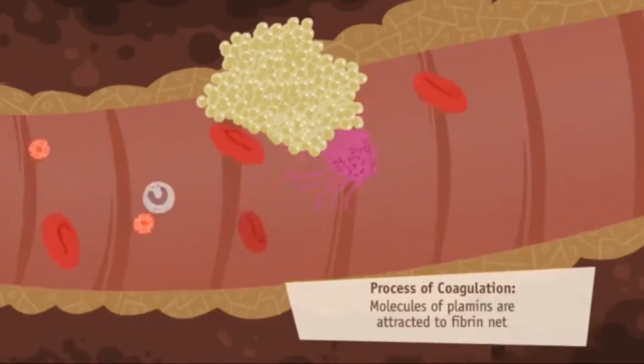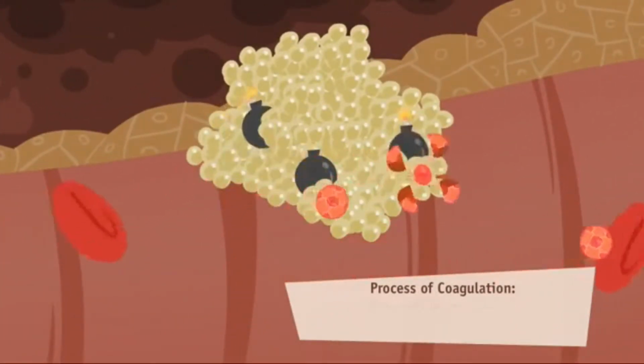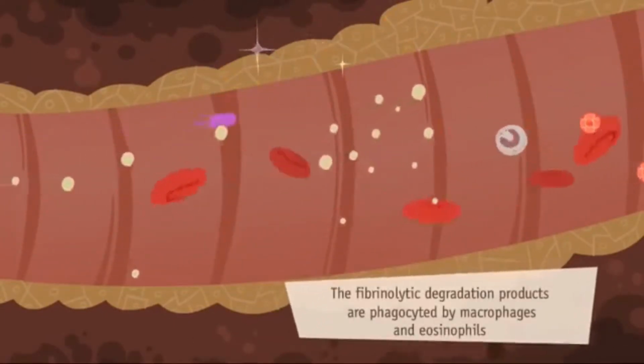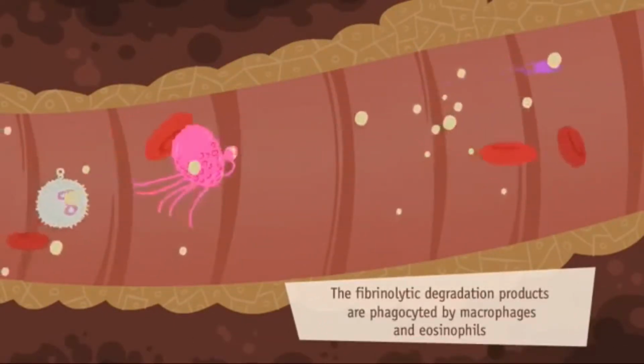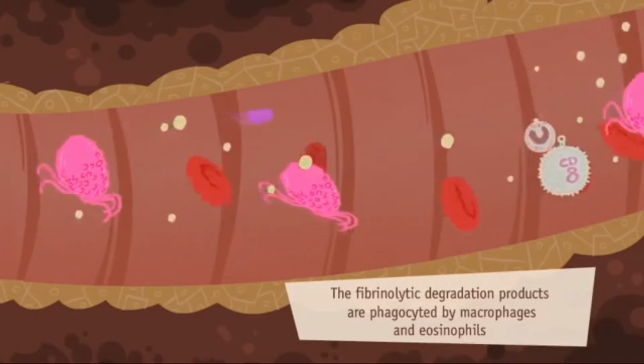The activated platelets form a net that covers and fills the wound, and the fibrinolytic aggregation products are phagocytosed by the macrophages and the eosinophils. Afterwards, the normal blood flow is then restored.